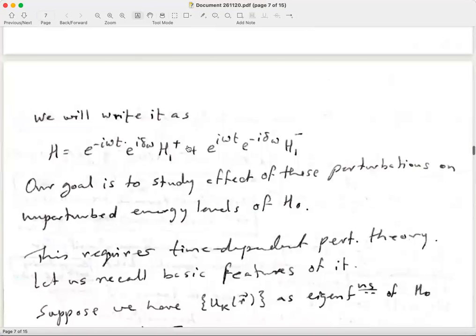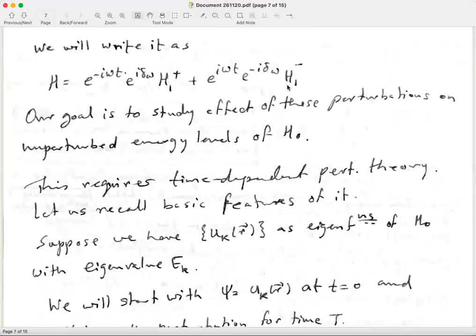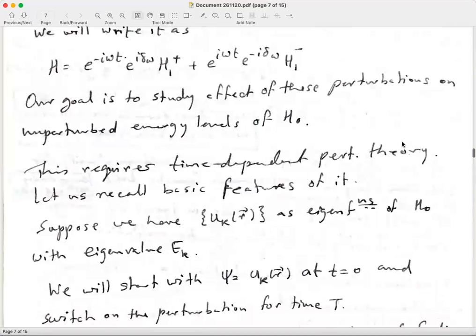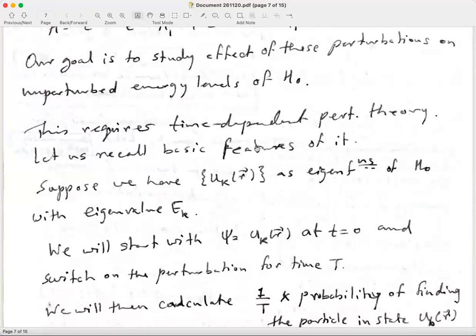So in other words, if you want to study this problem in perturbation theory, what we need to do is to use time-dependent perturbation theory. So let's try to quickly recap the time-dependent perturbation theory.